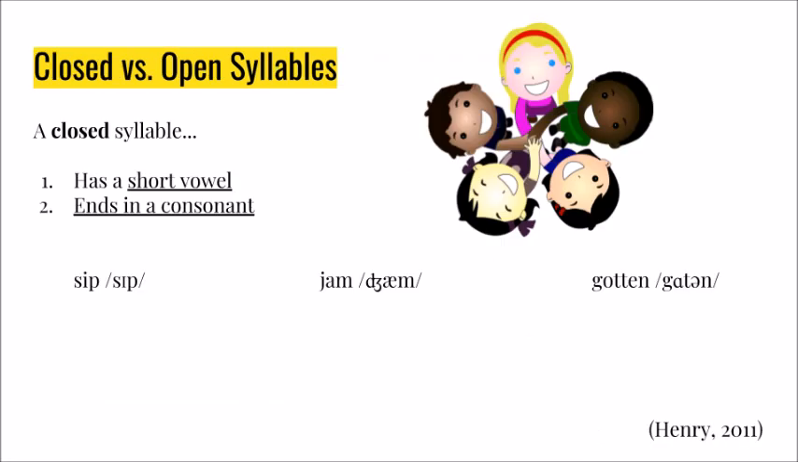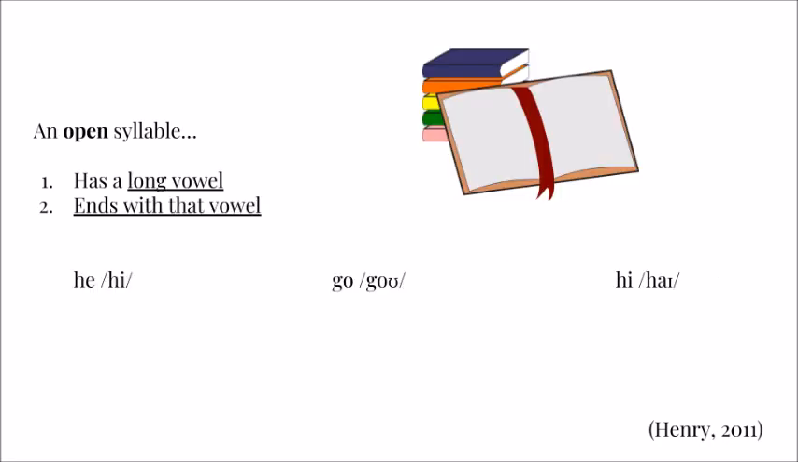Syllables are either closed or open. A closed syllable has a short vowel and ends in a consonant. Some examples are sip, jam, and gotten. An open syllable has a long vowel and it ends with that vowel. Some examples of this are he, go, and hi.